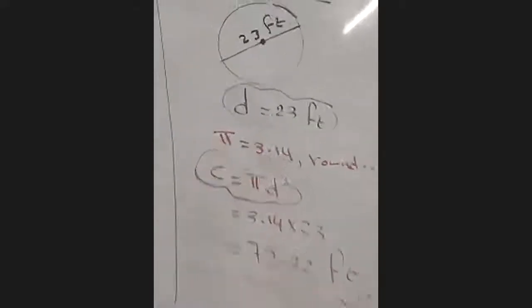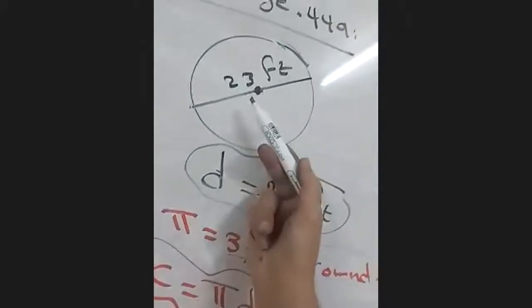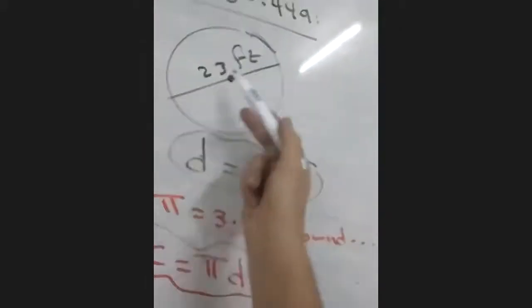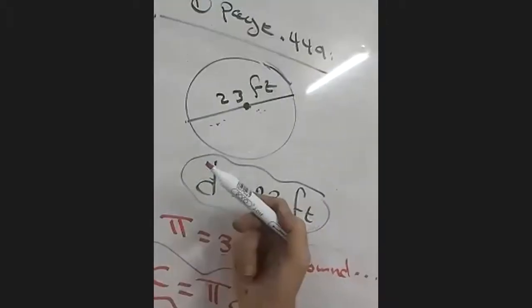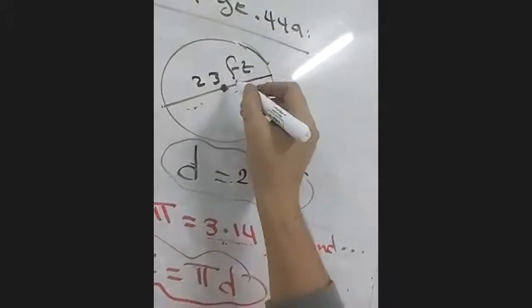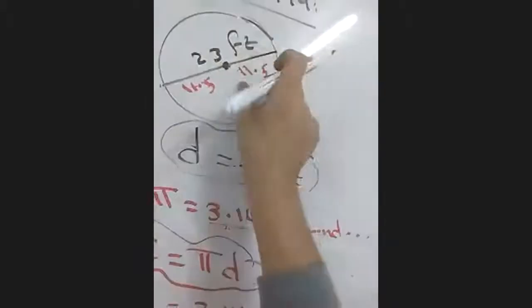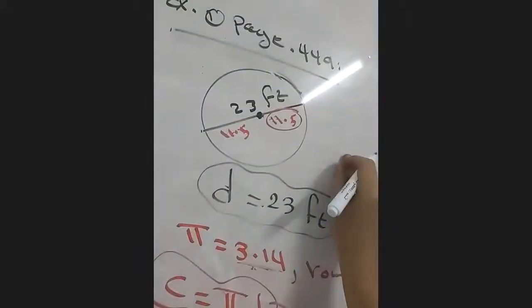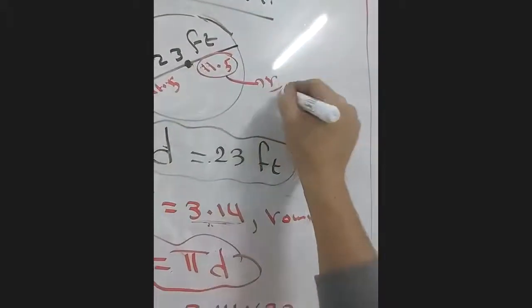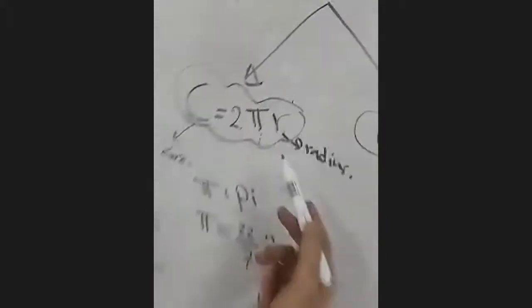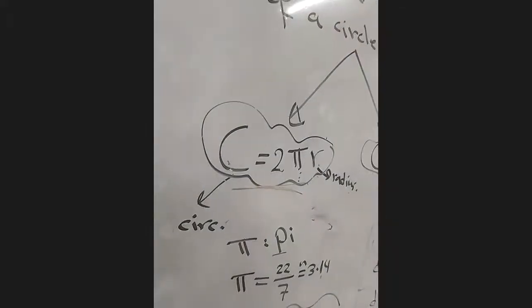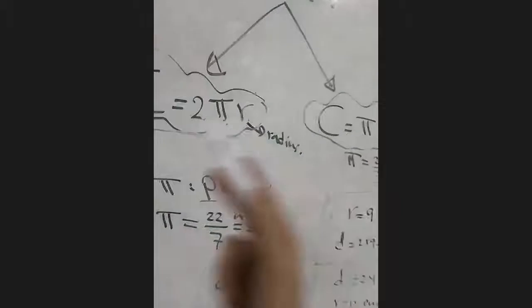Yes, you can. Now, here the diameter is 23. If you divide it by 2, what will you have? 11.5. So this is the radius. If you use the radius equal to 11.5, you can use the first formula. But to make it easy, we have 2 formulas, but you can use 1 formula for both. You understand? And we will get the same answer, by the way.